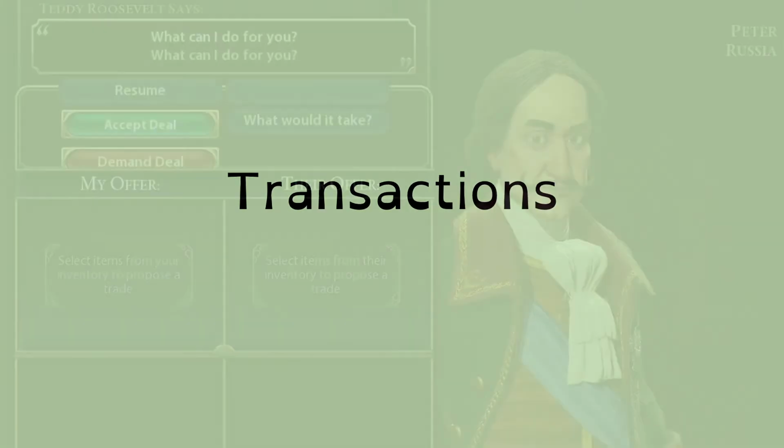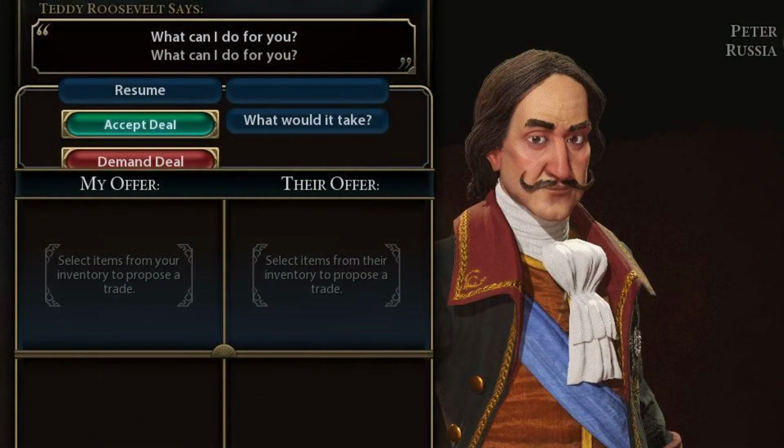So I'm going to talk about different types of transactions, or different types of things that can happen in terms of exchange of resources. That's just a picture from Civilization 6 of a transaction. So the simplest kind of transaction is some kind of exchange.